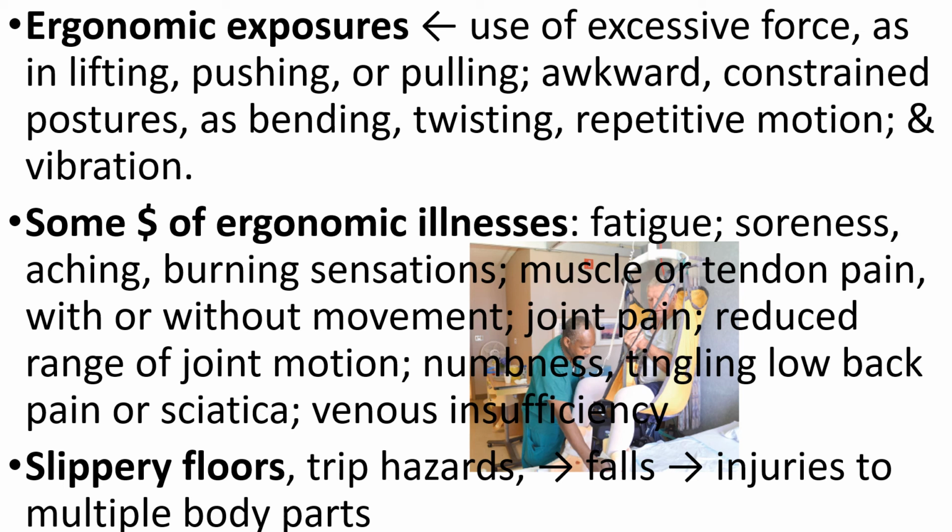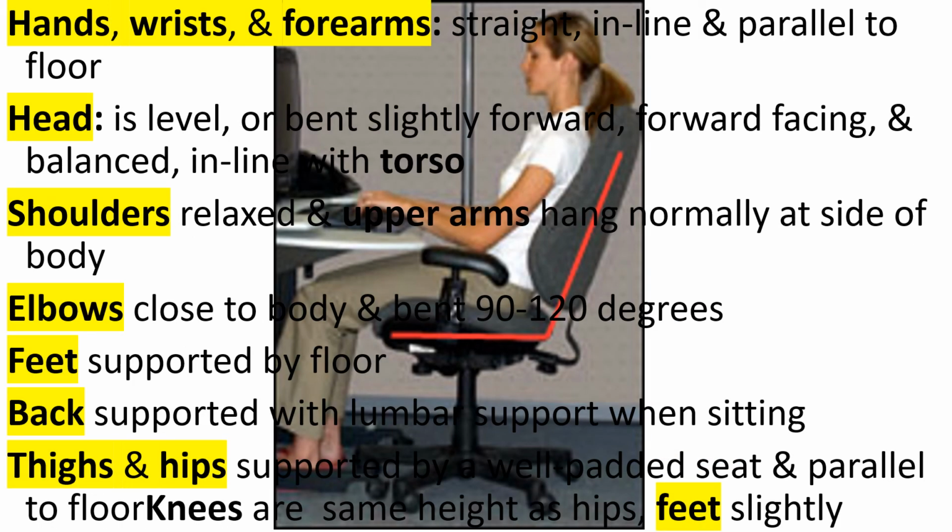Some symptoms of ergonomic illnesses are fatigue, soreness, aching, burning sensations, muscle or tendon pain with or without movement, joint pain, reduced range of joint motion, numbness, tingling, low back pain or sciatica, venous insufficiency. Slippery floors, trip hazards will lead to falls, which will lead to injuries to multiple body parts. Here is another part where ergonomics must be organized in a very good place inside the hospital.